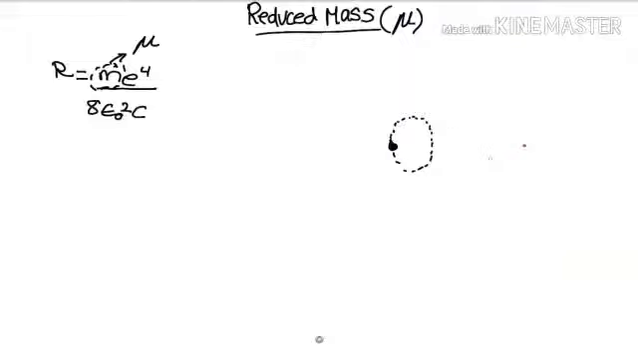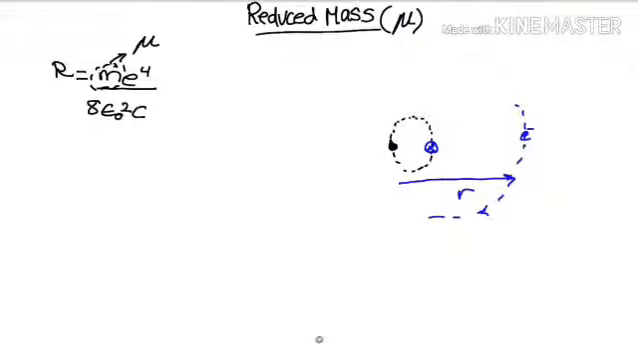This is the radius r, which is the separation distance between the electron and the nucleus. This is the common center of mass. They both revolve around it. And this is the revolution of the electron.